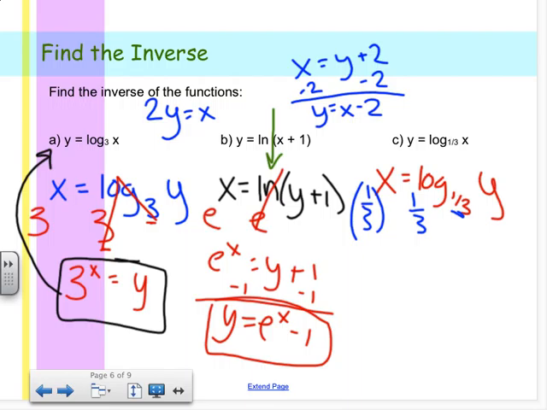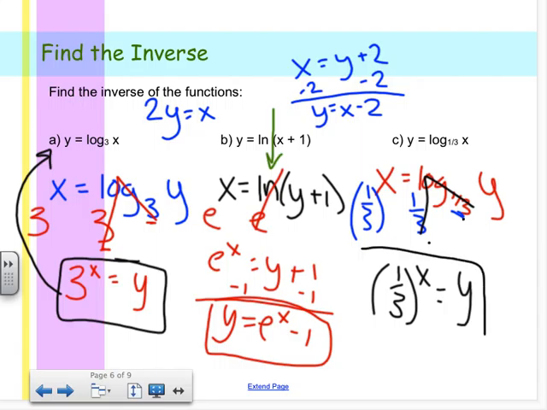The purpose behind that: 1/3 here, 1/3 in the base of the exponent. Those two cancel. I would just have y equals 1/3 to the x. That's the basis behind this. All right, same idea. You're switching x and y for the inverse, but now you're bringing in a different component of it. You're bringing in exponentials and logs and their relationship with one another and how they're inverses of one another.